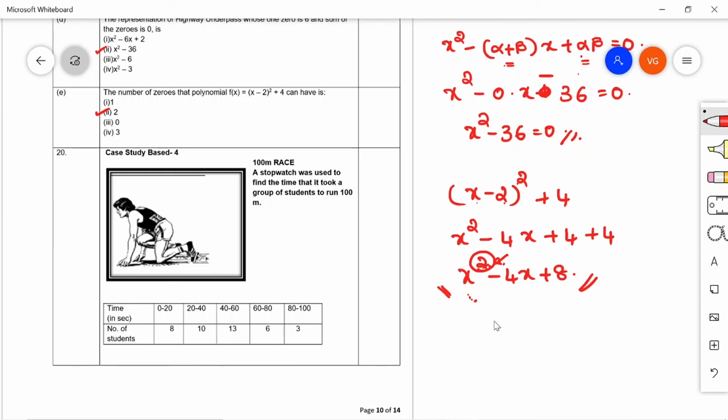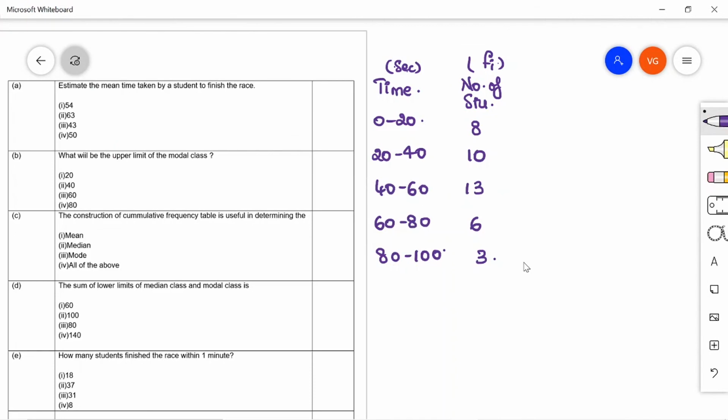Case study number 4, question number 20 is like this. In a 100-meter race, a stopwatch was used to find the time that it took a group of students to run 100 meter. So they have given a table. So this is a statistics based question. Let us see what are the questions they have asked according to the given data here. Again, for this statistics based question, you are given 5 questions. For the better analysis, I have written the table here.